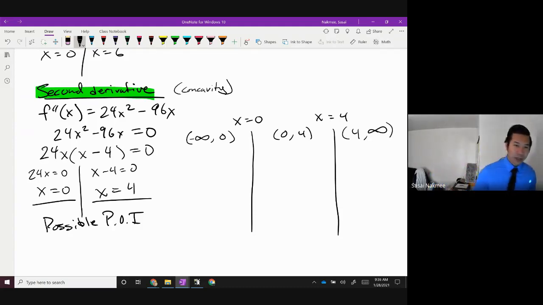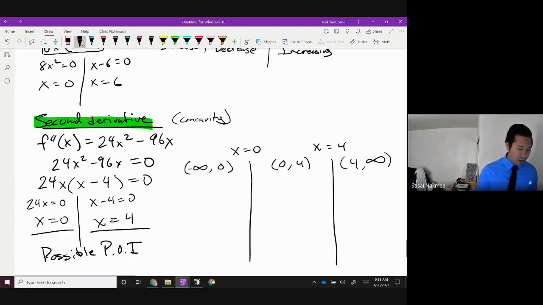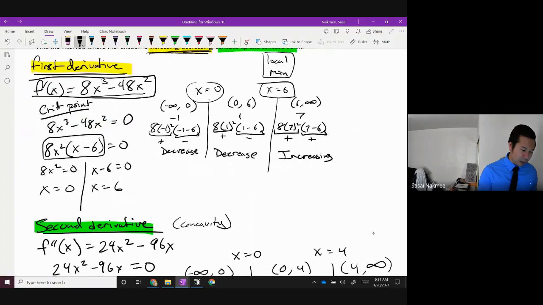All right. After that, we just take numbers and plug them into the second derivative to see if it's concave up or concave down, right? And this is the part you've got to get the hang of. When I say you pick a number, you just pick a number that's on these intervals.